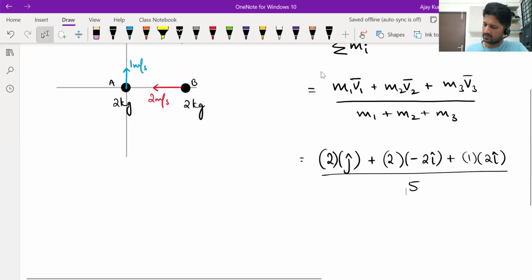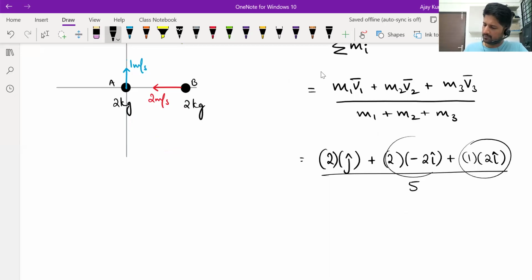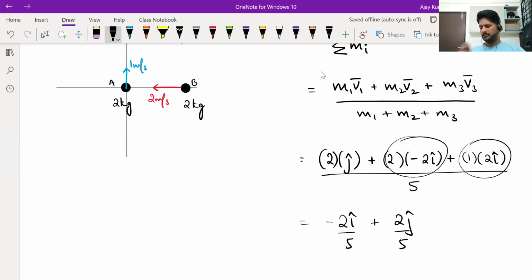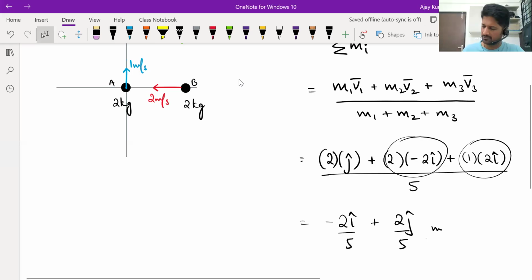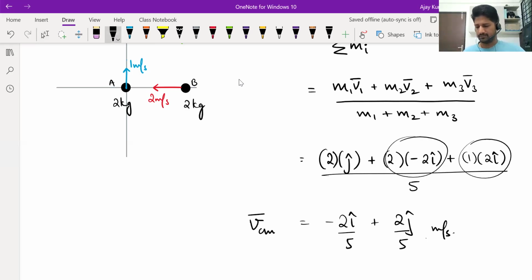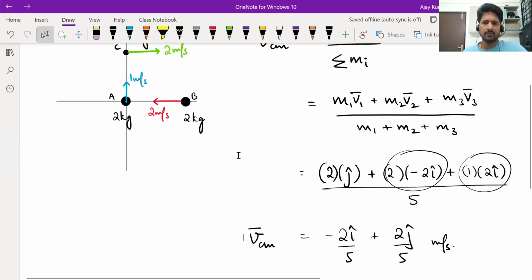That's all. Now 2 I cap minus 4 I cap effectively becomes minus 2 I cap. And there is another plus 2 J cap, all divided by 5. So you can divide by 5 on both terms. That's all. This is the velocity of center of mass. So we are just getting used to calculating the velocity of center of mass. Position and velocity.